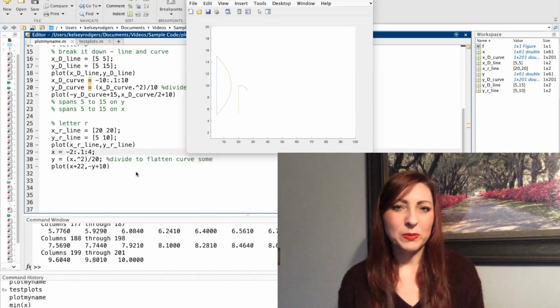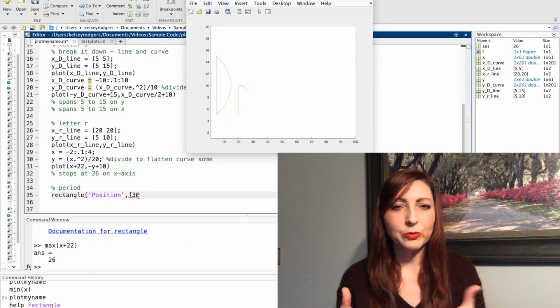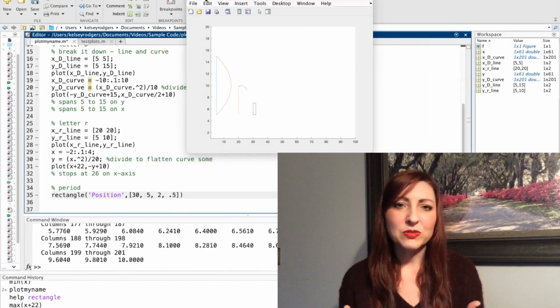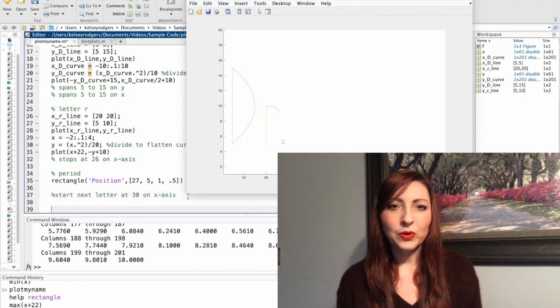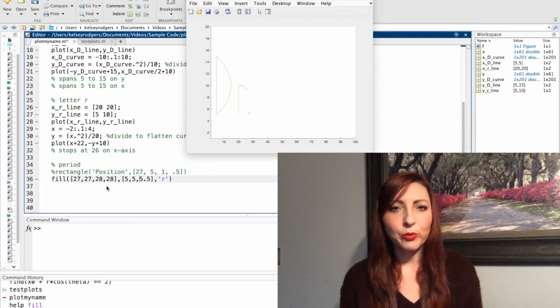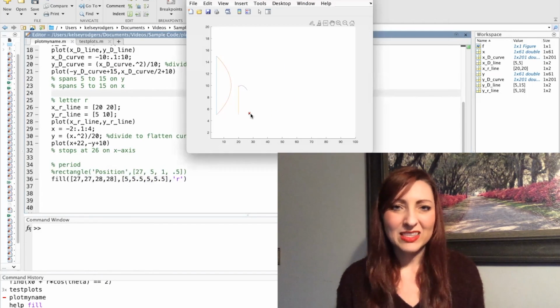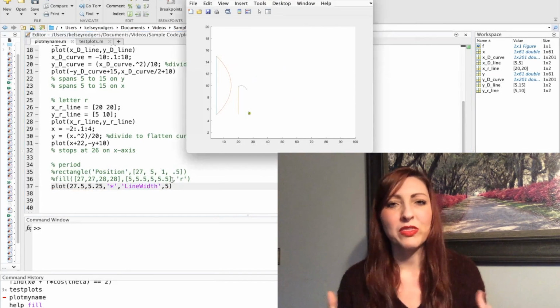The next part I have is a period. If you have a lowercase i and you're trying to plot your name, you can do a similar concept of what I'm doing for the period here. I can use the rectangle function if I want, or I can try the fill function, or I can go ahead and just plot a single point and use a marker. I think I like the marker the best, so I'm going to continue forward with the marker option.